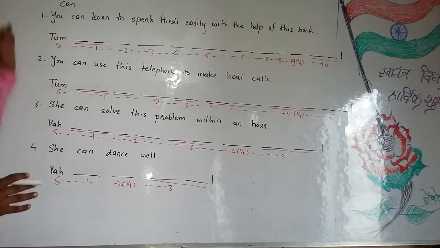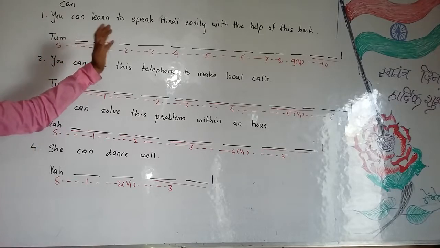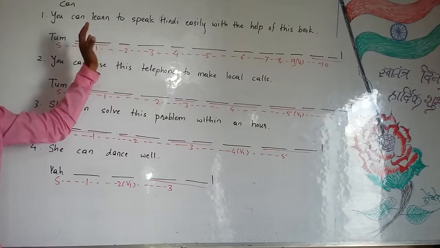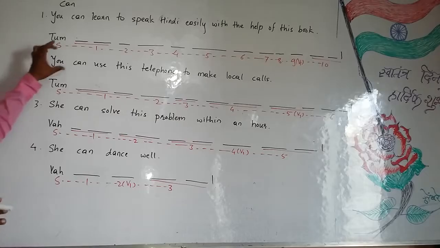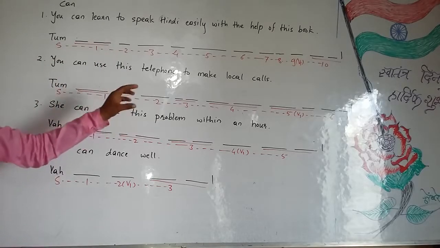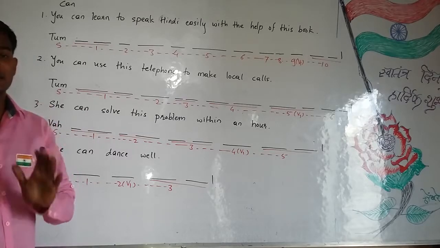Now I have written here 4 sentences. The first sentence is, you can learn to speak Hindi easily with the help of this book. How can I speak this sentence in Hindi? You can use this telephone to make local calls. She can solve this problem within an hour. She can dance well. We are going to speak these 4 sentences in Hindi.